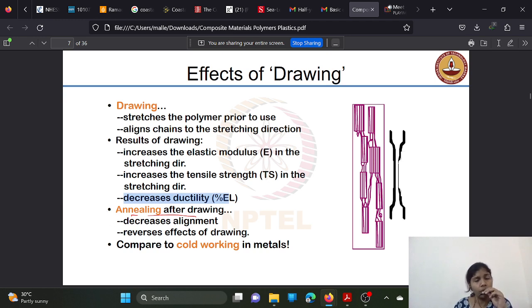I have already explained what is meant by annealing, right? So what are the impacts of doing annealing after drawing? After drawing, if you make the material undergo the annealing process, then it decreases the alignment and reverses the effects of drawing. The effect of drawing is stretching of the polymer, right? But if after drawing you make the material undergo annealing, you can see the reverse effect of drawing, and it is the same as cold working in the case of metals.